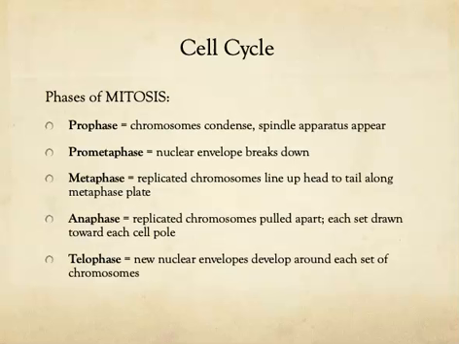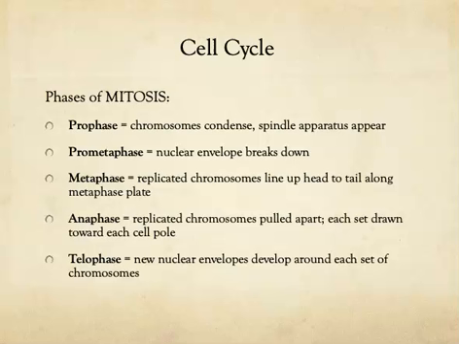Remember, each of these chromosomes was replicated during the S phase of the cell cycle. So we're going to see each chromosome with its pair. And all of the different types of chromosomes with their pairs are going to line up head to tail along this metaphase plate, right down the center of the cell. I'll show you a picture of this in just a minute.